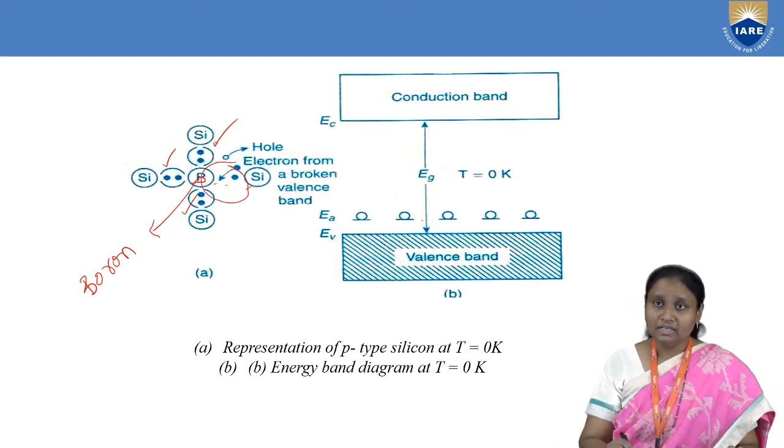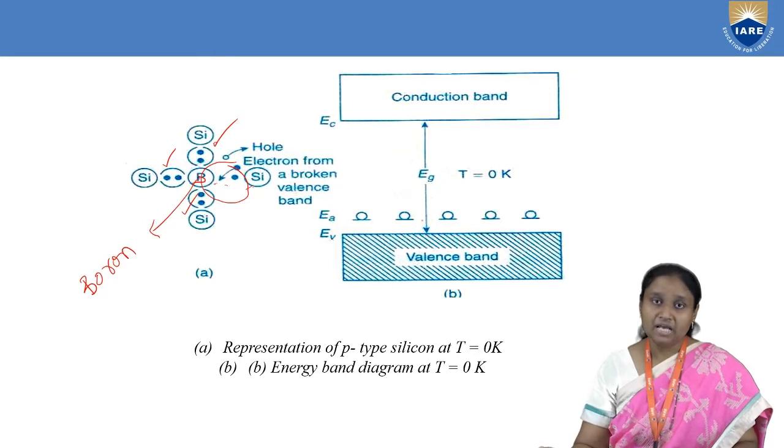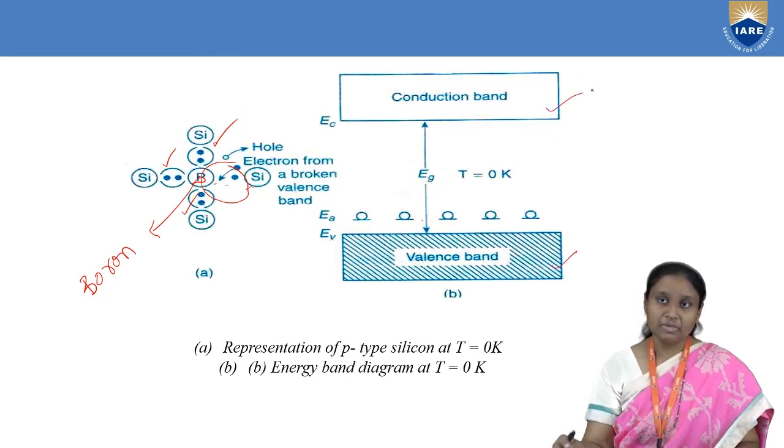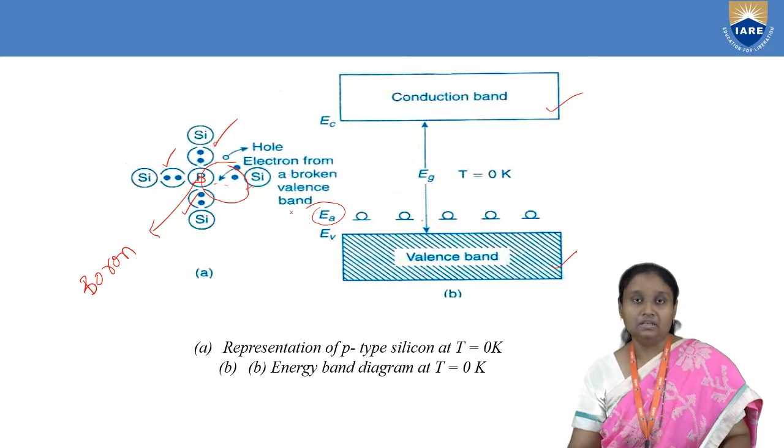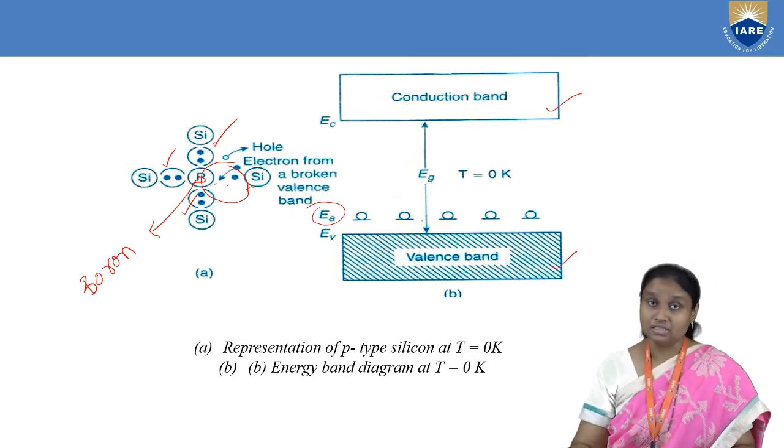So that we can understand by using this energy band diagram. Now this is our valence band and this is our conduction band. What you will observe here is EA. Now we are coming across one more energy level, EA, that is called acceptor energy level.